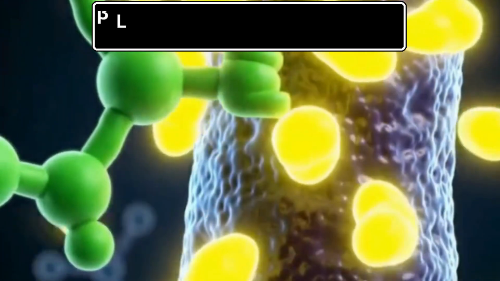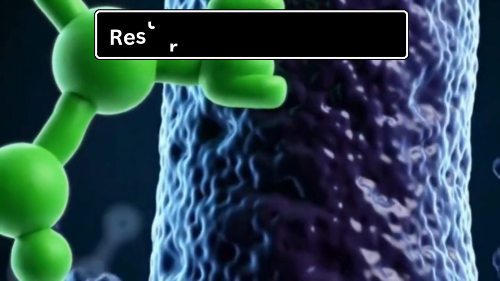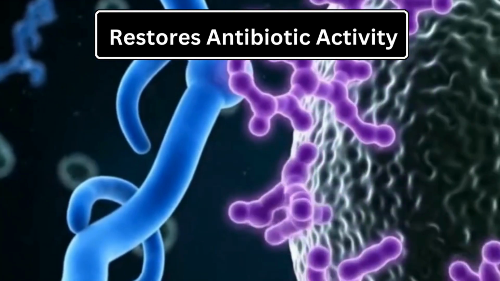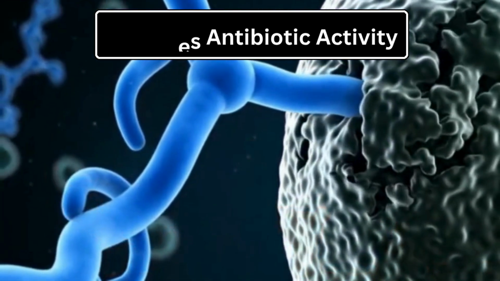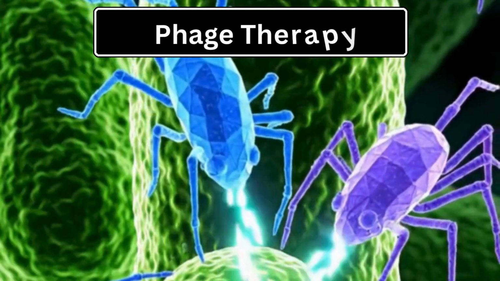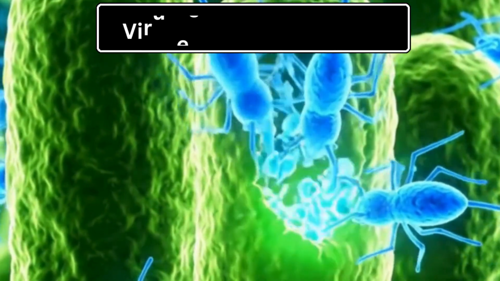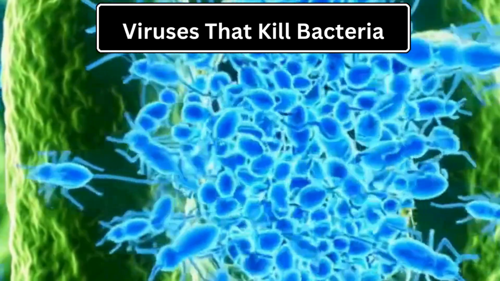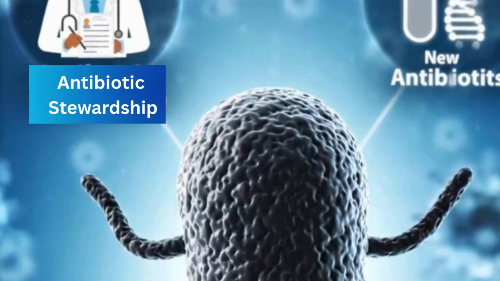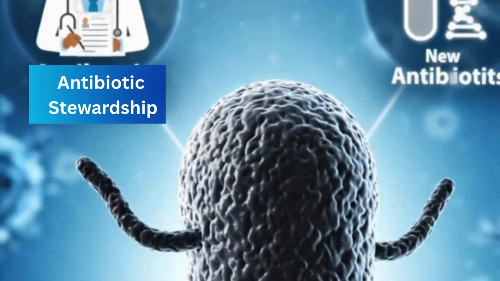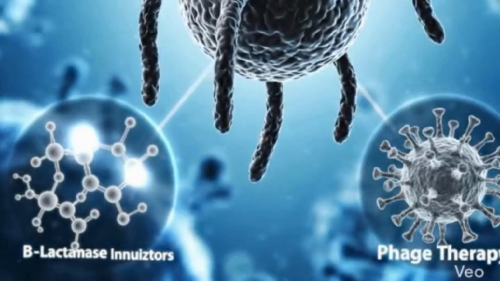Another important strategy is combining antibiotics with beta-lactamase inhibitors. These inhibitors block bacterial enzymes that normally destroy beta-lactam antibiotics, allowing the antibiotic to remain effective. An exciting alternative approach is phage therapy. Bacteriophages are viruses that specifically infect and destroy bacteria, offering a potential solution for multi-drug resistant infections. By combining responsible antibiotic use, continued research, innovative therapies, and global cooperation, we can slow the spread of antimicrobial resistance and protect these life-saving medicines for future generations.